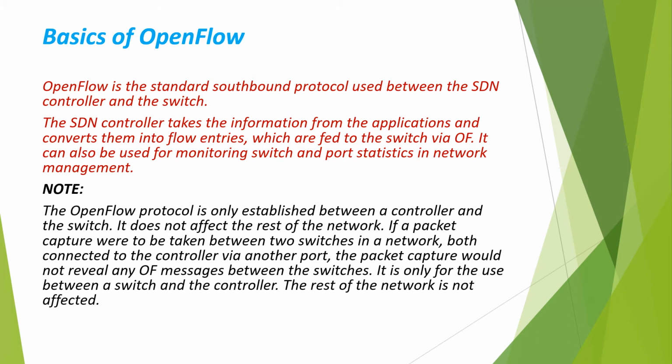Now one thing which we need to note here is that the OpenFlow protocol is only established between a controller and the switch. It does not affect the rest of the network. So if a packet capture is taken between the switches in a network, both connected to the controller via another port, the packet capture would not reveal any of the OpenFlow messages between the switches. So basically OpenFlow is only used between switch and the controller. Networking devices like switches or routers will not communicate with each other using the OpenFlow protocol. So these are some of the basics of the OpenFlow which are used in the SDN.